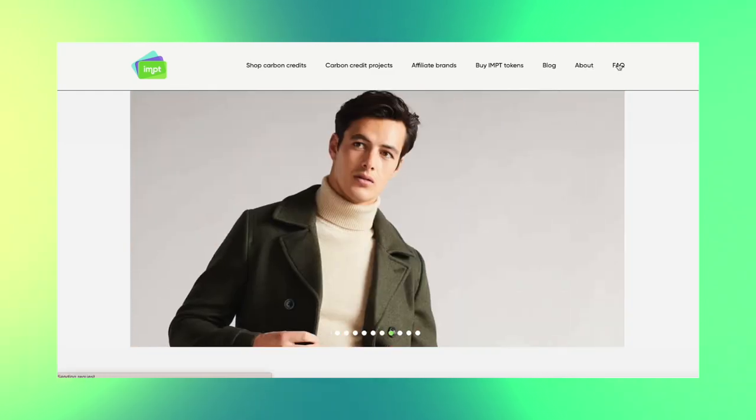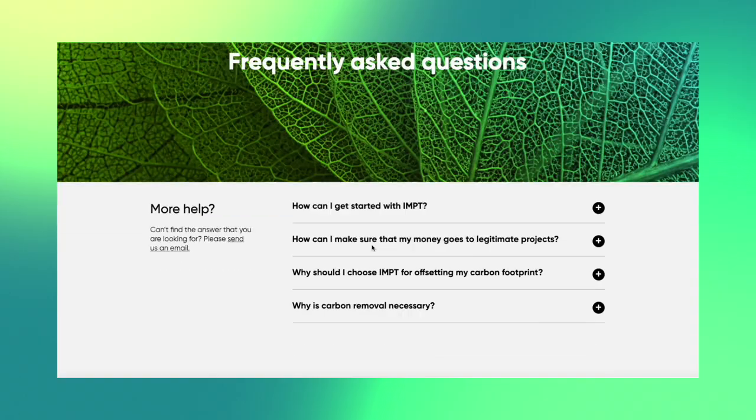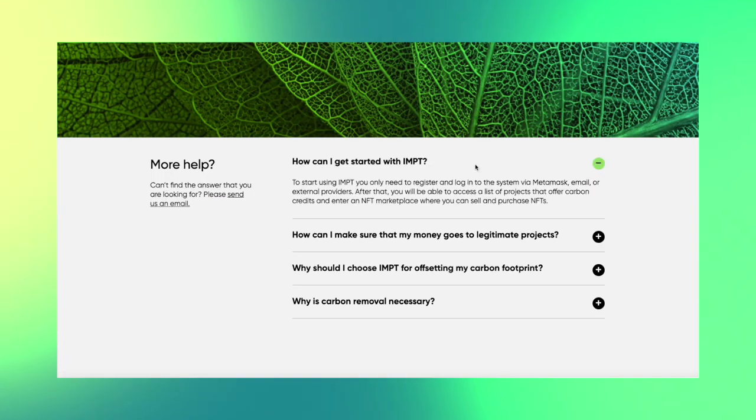And if I go to the FAQ, there are only like four questions. And if you notice, the questions are pretty much focused on the NFT part of it, on you purchasing their token and NFTs. They're not addressing anything to do with the affiliate brands. So let me show you. The first one is, how do I get started with IMPT? You only need to register and log on to the system via MetaMask, email, or external providers. After that, you'll be able to access a list of projects that offer carbon credits and enter an NFT marketplace where you can sell and purchase NFTs.